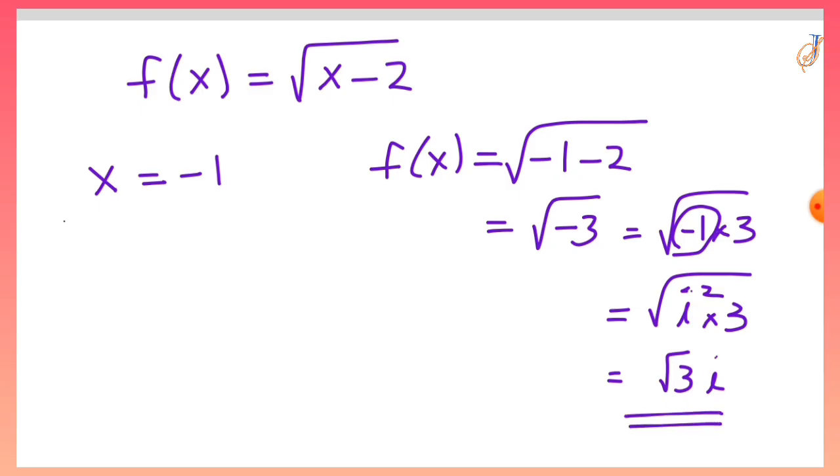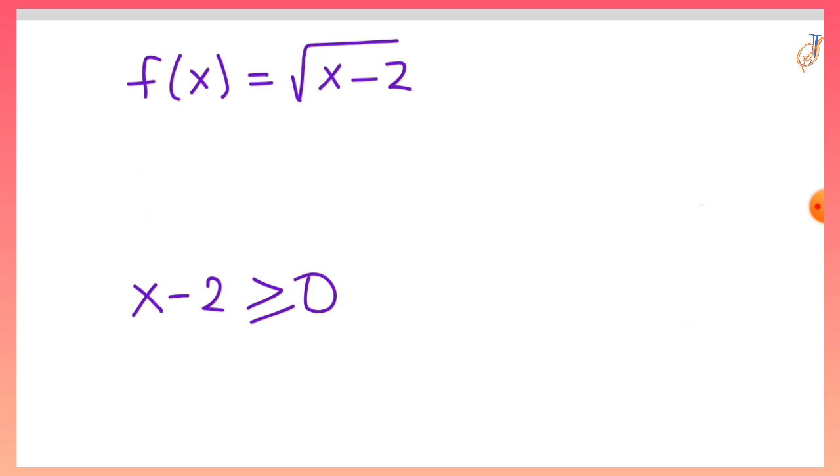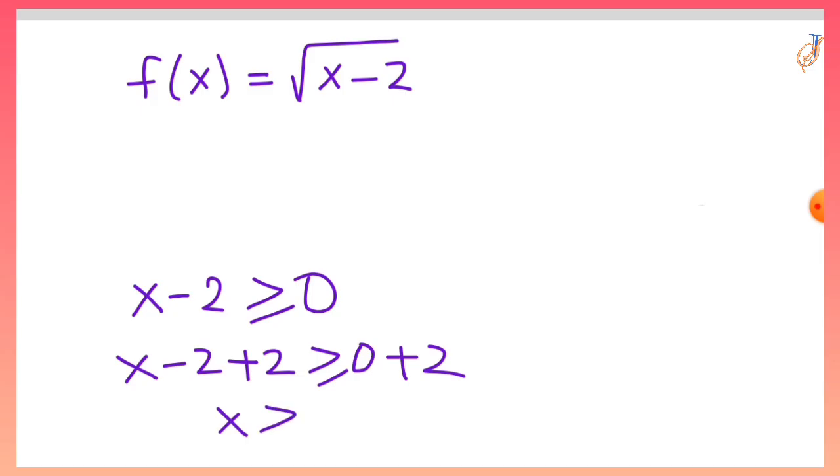So for the negative values, the function is going to be undefined. That means for the even radical functions, negative values are not considered. So whenever you have an even radical function, you should take the expression inside as greater than or equal to 0, because negative values are going to be undefined here. If x minus 2 is greater than or equal to 0, then if you add plus 2 on both sides, x is greater than or equal to 2.